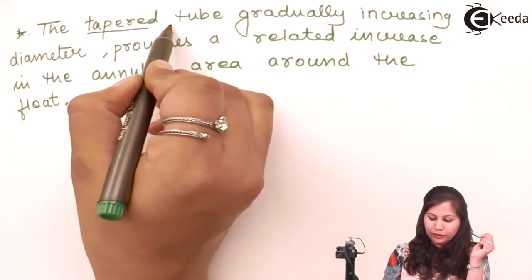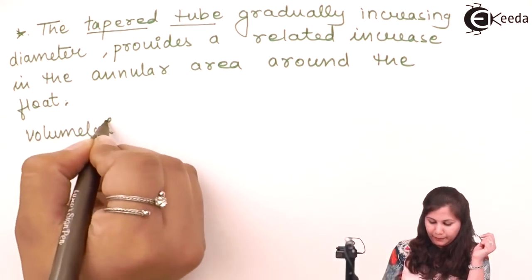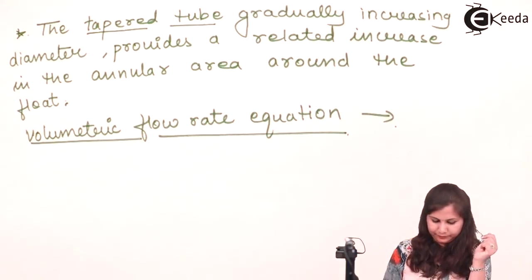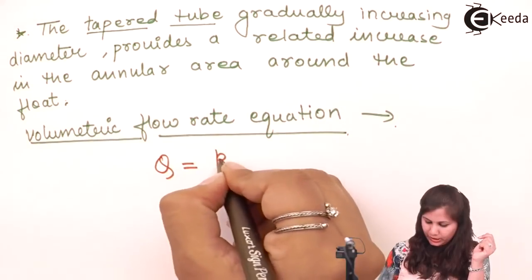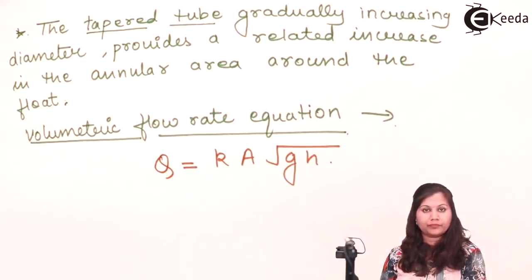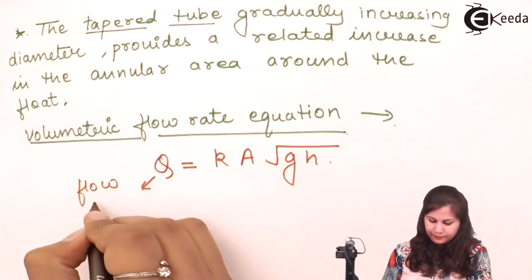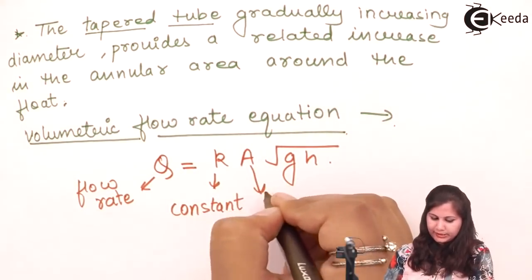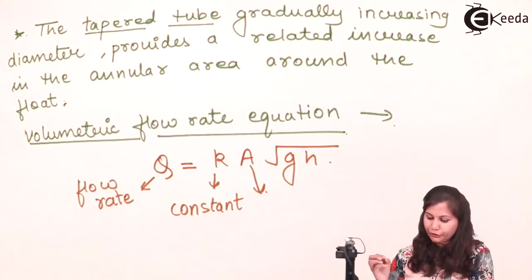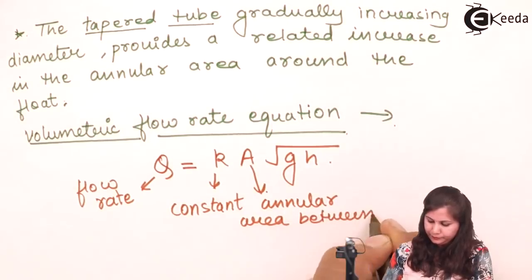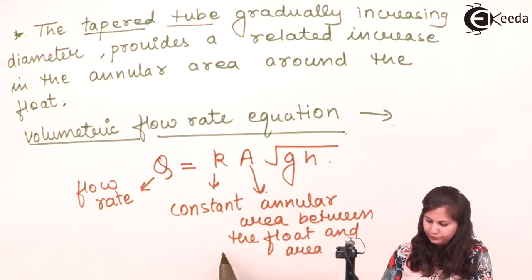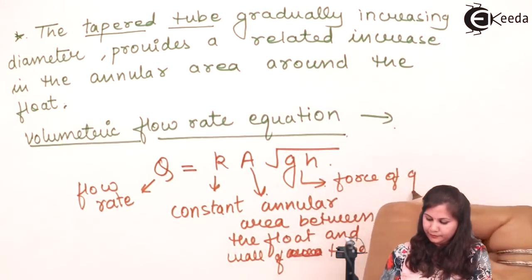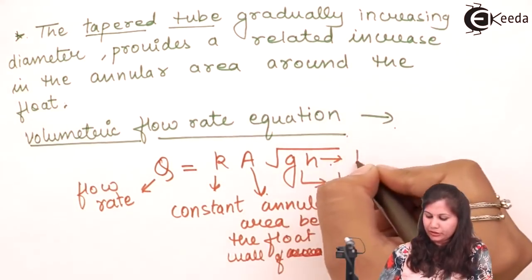And this tapered tube is going to follow the volumetric flow rate equation. And that equation is Q equals K A under root of G H, where Q is the volumetric flow rate, K is a constant, A is the annular area between the float and the wall of the tube, G is the force of gravity, and H is the pressure head.